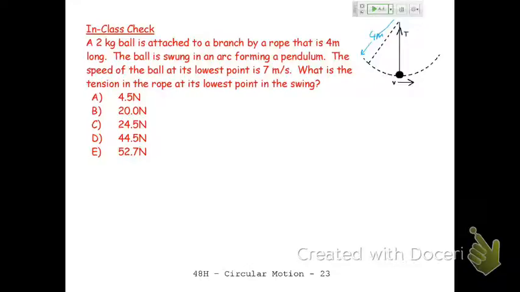Speed of the ball at its lowest point is 7 meters per second. So I've told you where to look. What is the tension in the rope at its lowest point? So we're talking about the lowest point. So I draw it. Tension, V and G.